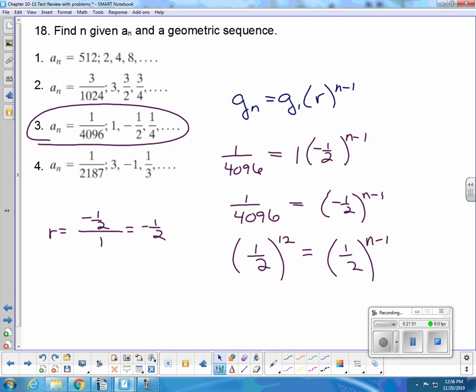So what does n equal? 13. Right? Because our bases are the same, just like we did last chapter. The bases are the same. We have that little 12 equals n minus 1 exponent equation to solve, right?